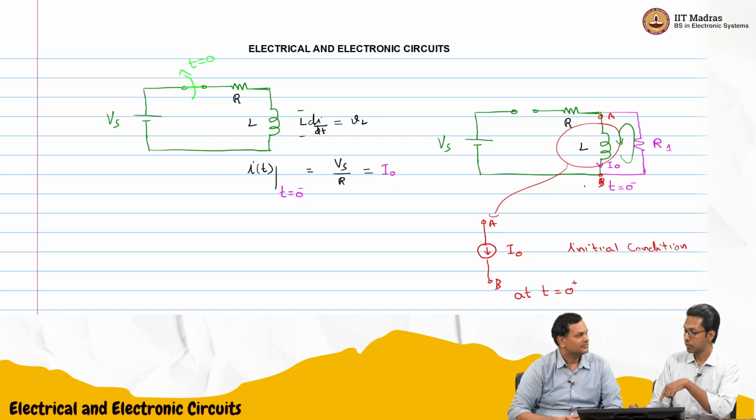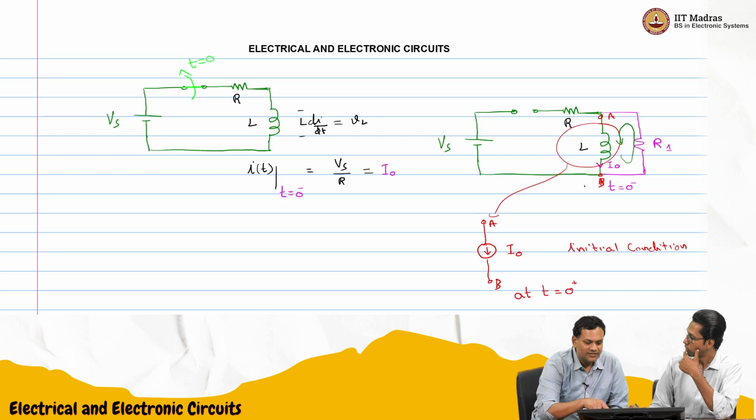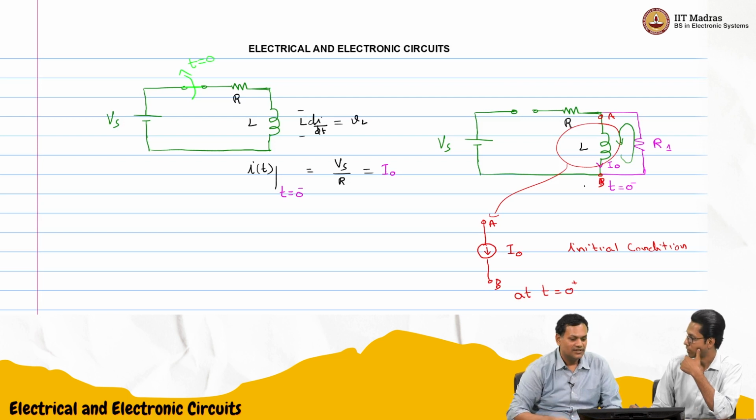So at t equal to 0 plus across R1, will there be voltage? There will be a voltage that will be equal to I0 times R1. So that current has to flow through R1. Correct. It will be I0 times R1 with a positive at the bottom and negative at the top.